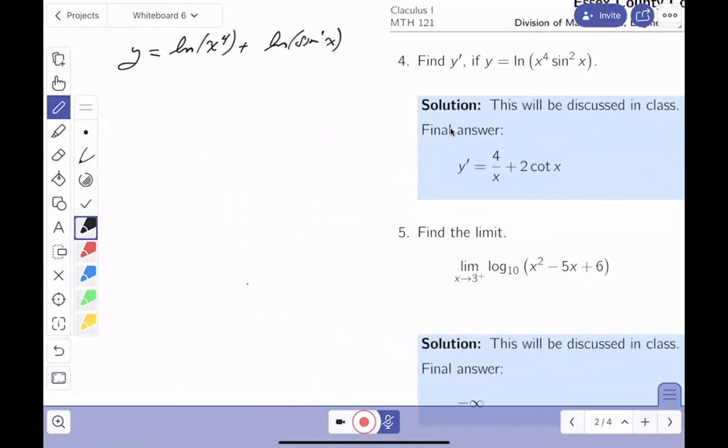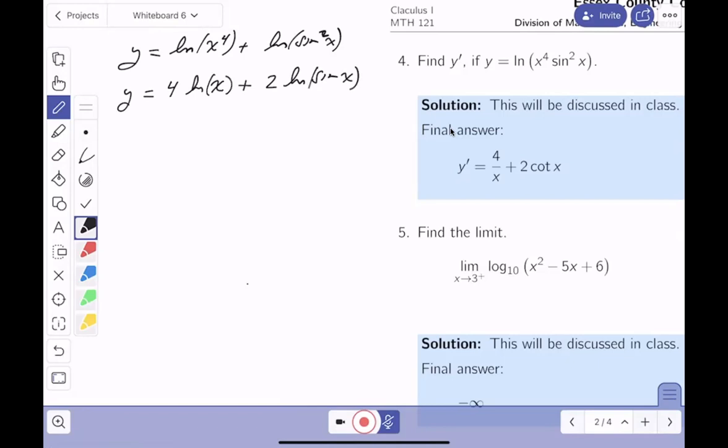All right. Now, by the way, they're not asking for domain. They're not asking for range. They're asking for the derivative. All right. So, my question is, what's a derivative? I got to write this down. So this is going to be y equals 4 ln x plus 2 ln sine x. I'm just using things I've learned in Math 119.